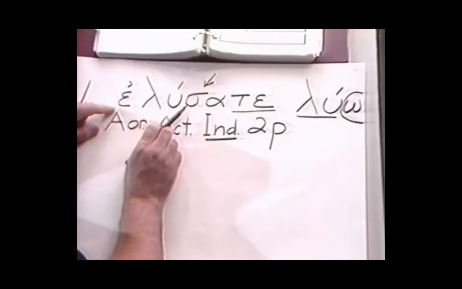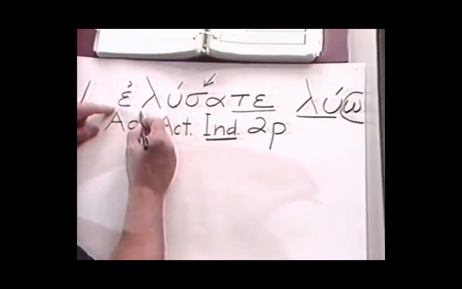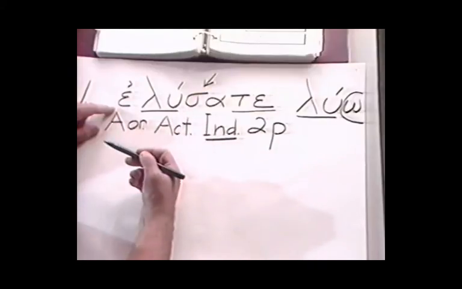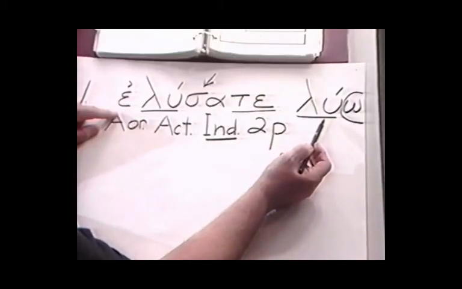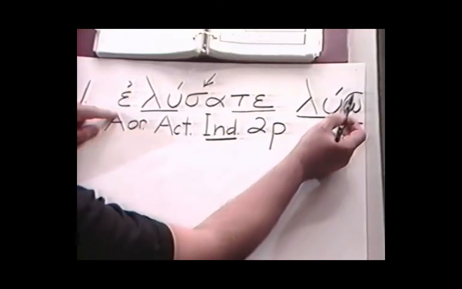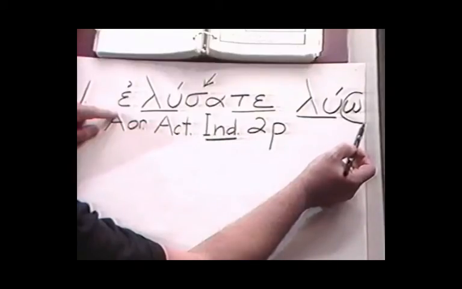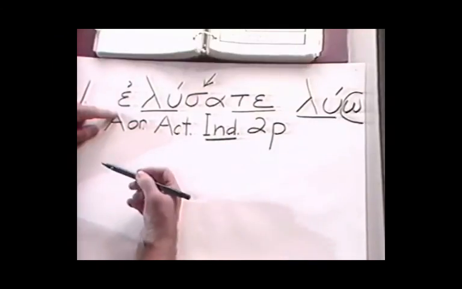What is the tense stem? The tense stem is the present tense stem. How did we get the present tense stem? We take our lexical entry of the verb, we remove the personal ending, and what we're left with is a tense stem.